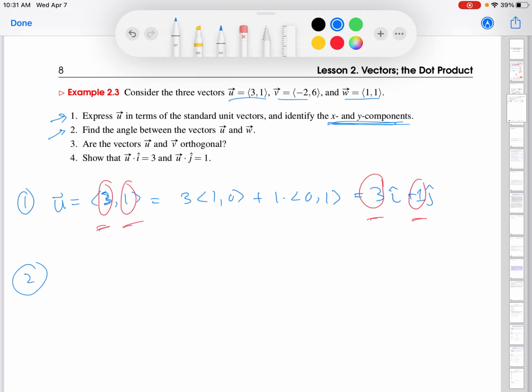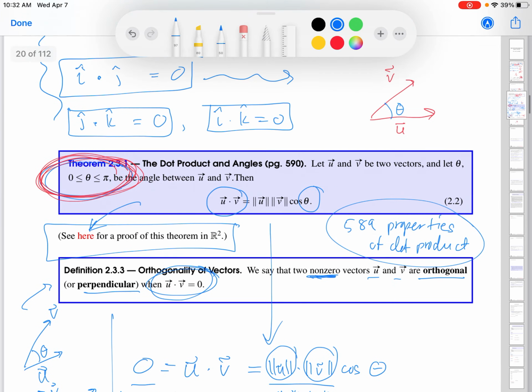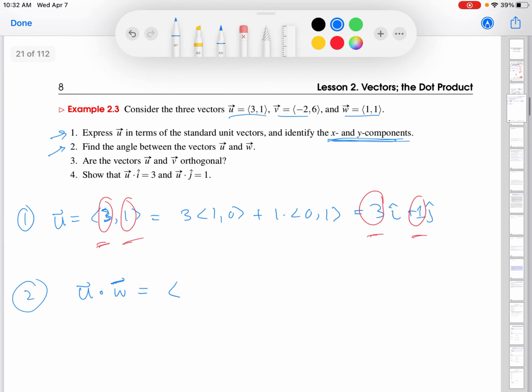Okay, number 2, find the angle between the vectors u and w. So u dot w equals, well, let me just say that I defaulted to calculating the dot product. Why? Because if you scroll up, that is, as of now, the only way that we have to connect the angle between the vectors to the dot product, which is something that I can calculate from the two vectors. So I'm going to calculate u dot w here, (3, 1) dot (1, 1), and that's the product of the x components plus the product of the y components.